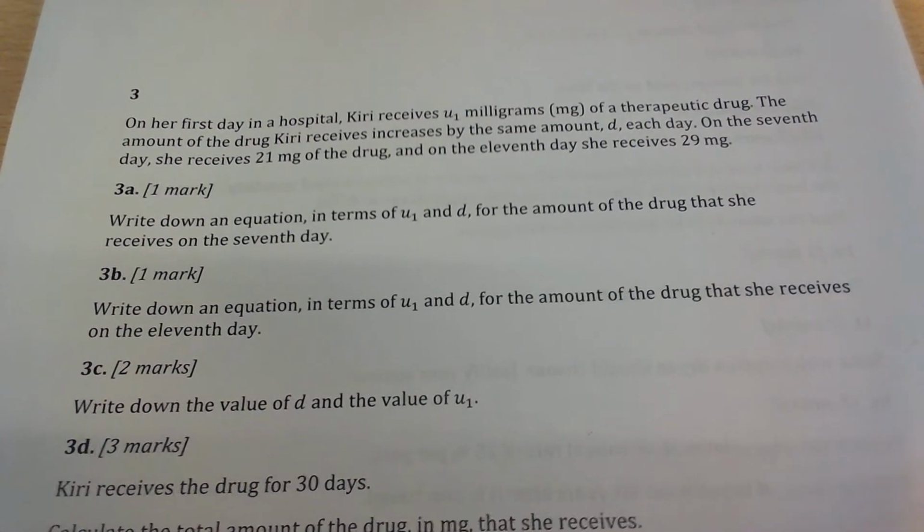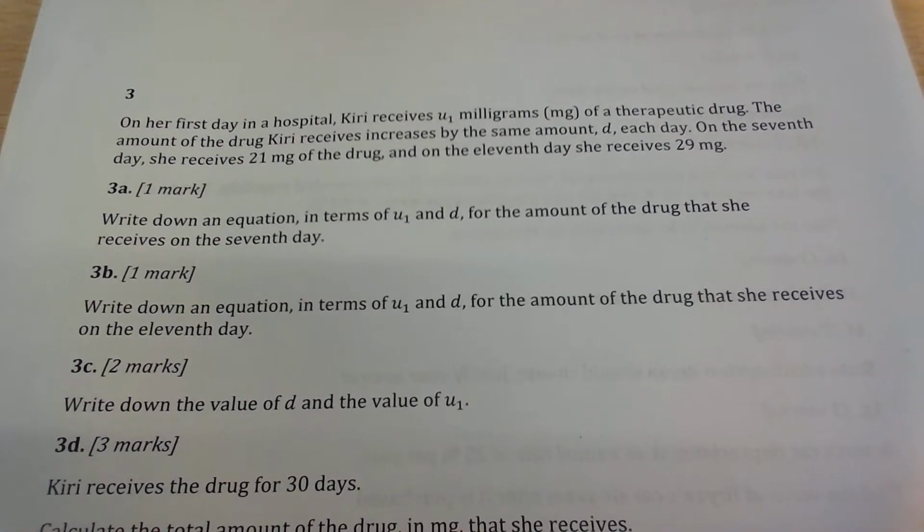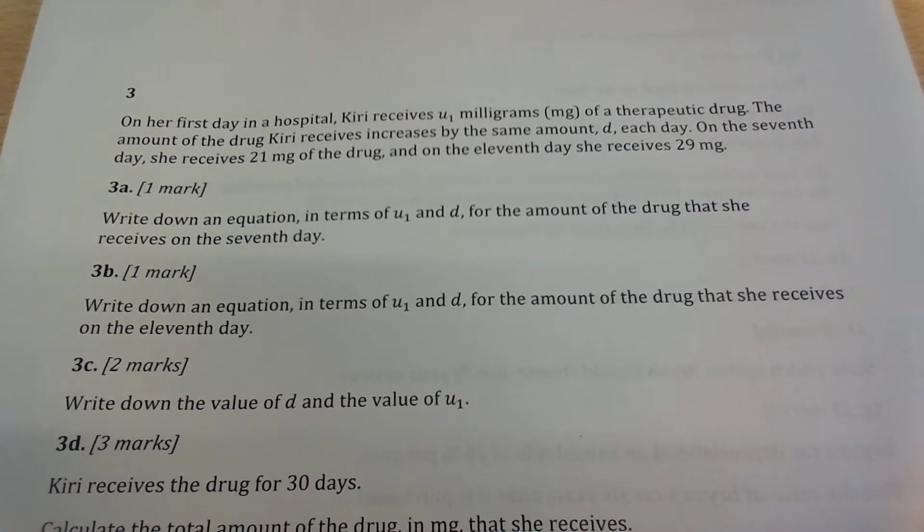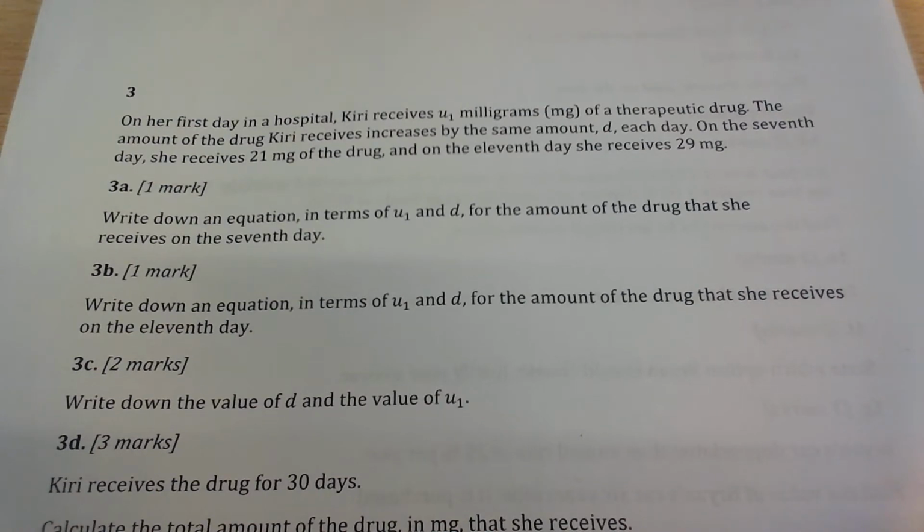Question 3 on your low stakes quiz. This was back to our arithmetic and geometric sequences. The first question is an arithmetic sequence because it's changing by the same amount each day. It's increasing each day. When you're asked to write down an equation in terms of u1 and d, that means that your equation should contain numbers and the letters u1 and d. Otherwise, it should just have numbers.